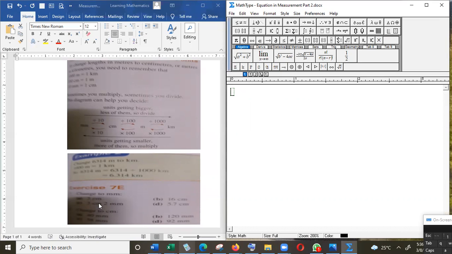By the way, that's 3.2 centimeters. Remember, that's centimeters. 3 centimeters and 2 millimeters, that's 3.2 centimeters. So just multiply by 10.